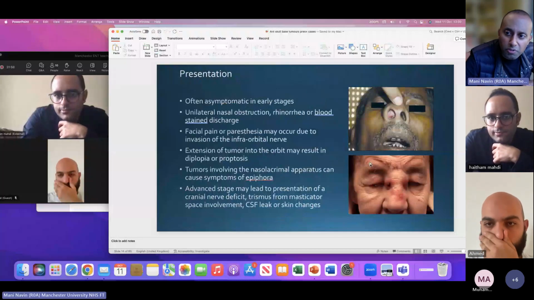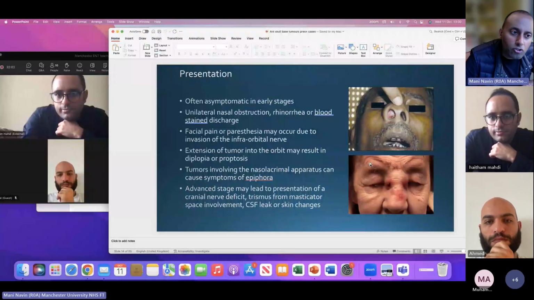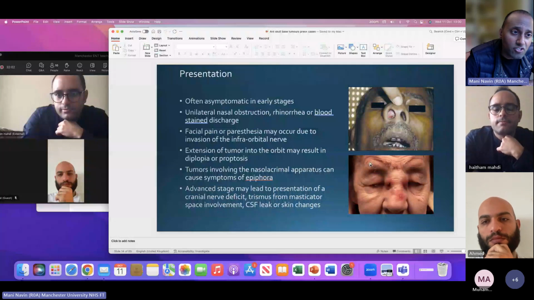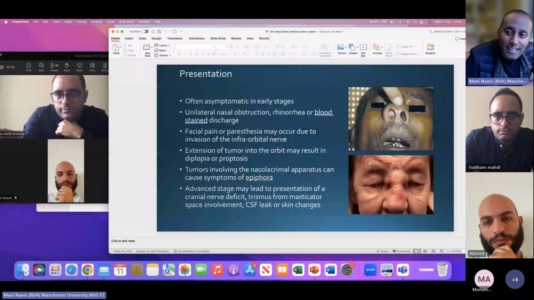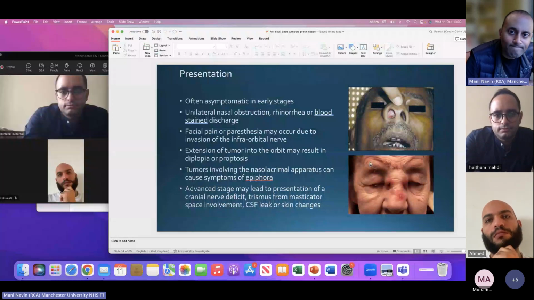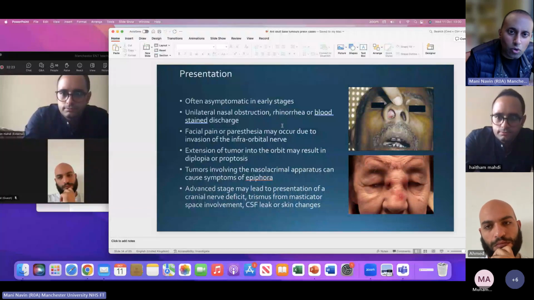So how do these patients present? What you find is when tumours grow in the sinuses, many times they're asymptomatic. Interestingly, you do often see patients that present with high stage tumours because their symptoms have been put down to chronic rhinosinusitis, right? That's the commonest cause of nasal obstruction and discharge. So some of these signs, in particular blood-stained discharge or unilateral symptoms, can be more relevant.